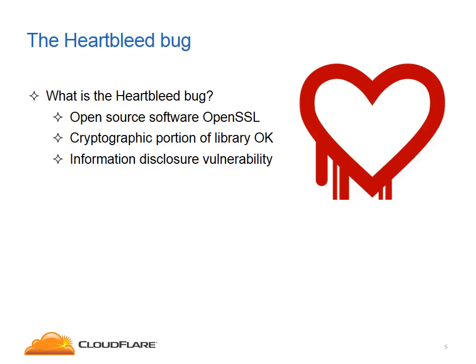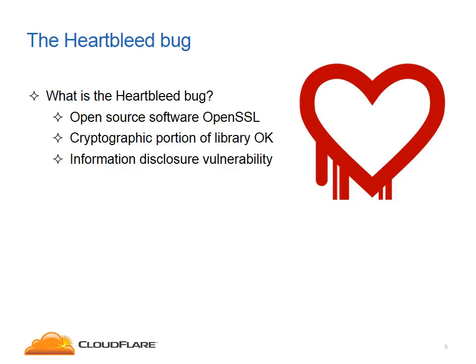And this site certificate is what proves that the site is authentic. Now, the bad part about the Heartbleed bug is if your site had the version of OpenSSL that had the flaw, then anyone could potentially go to your site and steal that certificate. So this is a very bad flaw, and it affected a lot of the internet. So the cryptographic portion of this library is okay, but this really gave us a really big information disclosure bug.